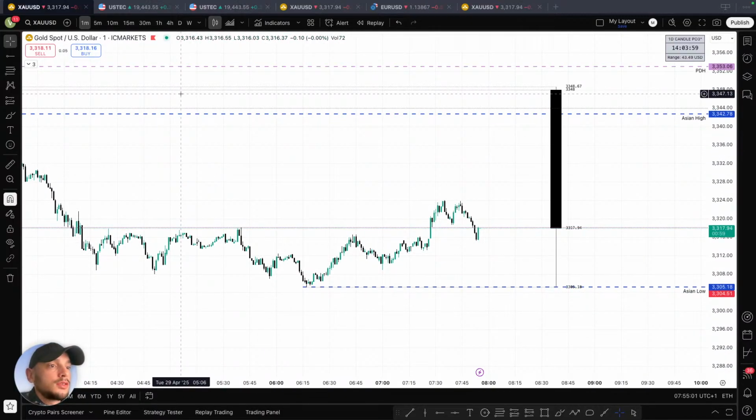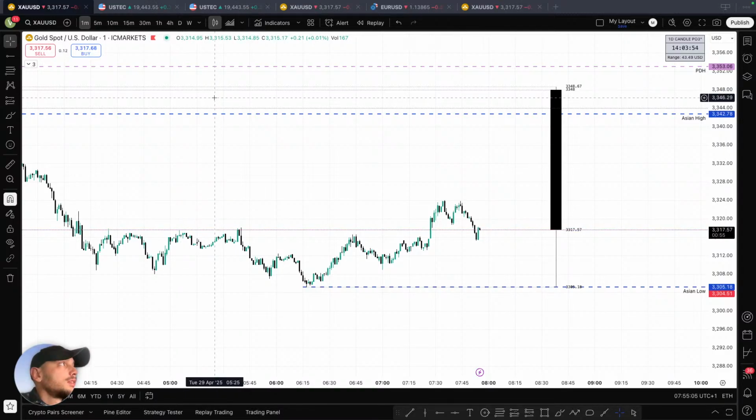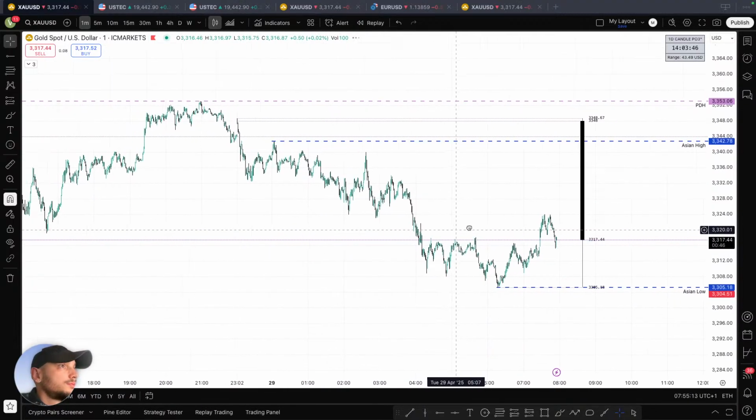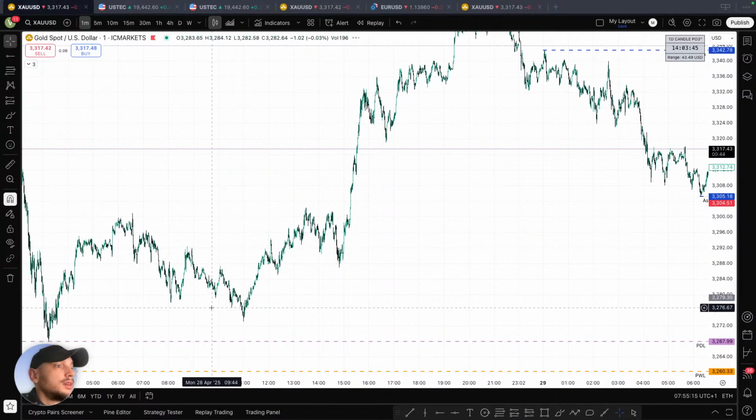As always, we're gonna trade the ORB, 5-minute and 15-minute range. I already marked my key areas. Let's go through the gold. So, what happened yesterday?